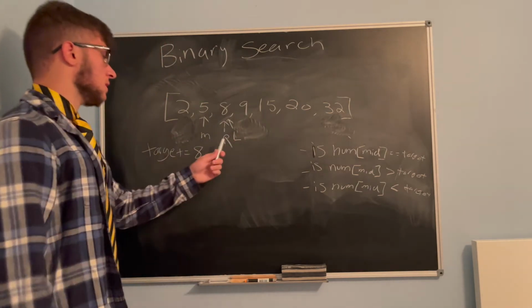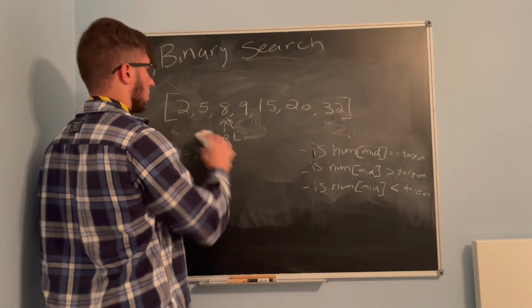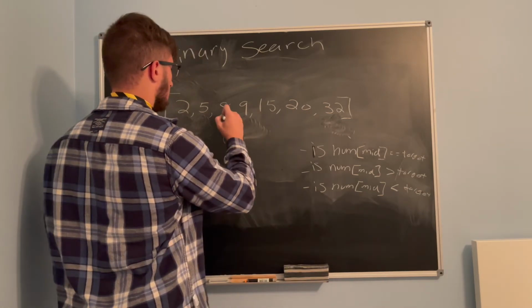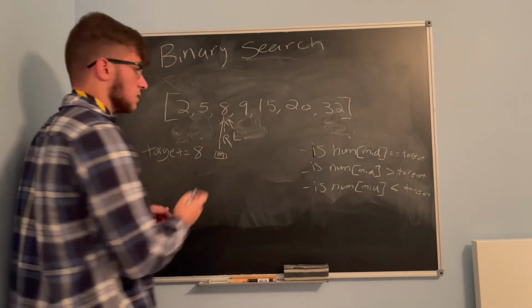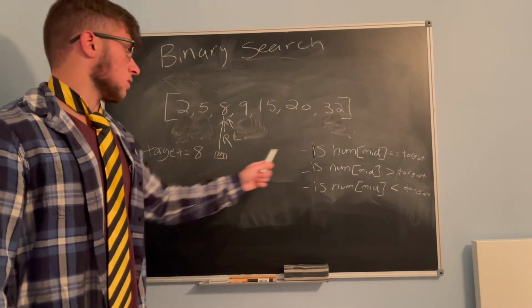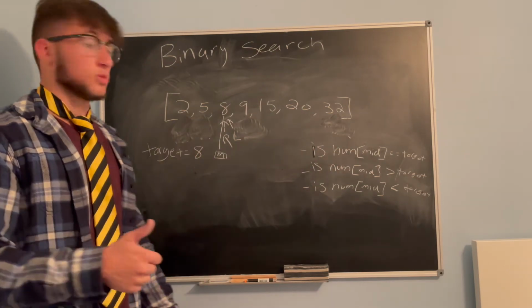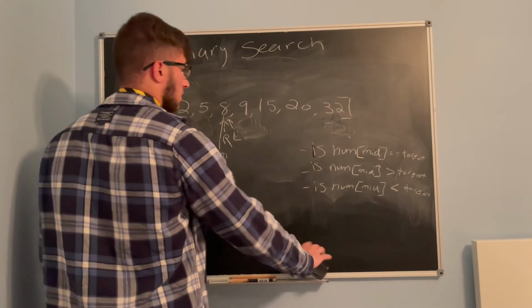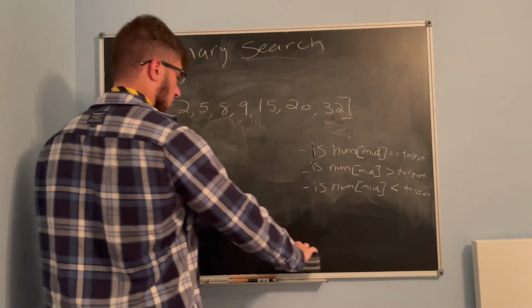And then we take the median between the left and the right pointer, and since they're both on the same number, the median would be that number. And so our mid pointer would be at this 8. And then we ask, is our number at the mid pointer equal to 8, which is true, and we've found it. All right, that's one example. I'll go over one more with a different target.